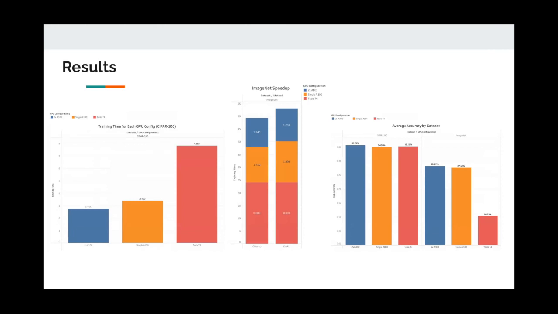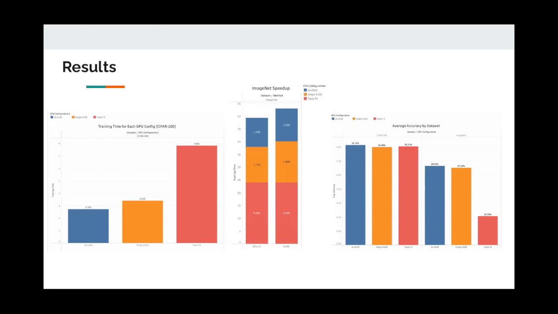As you can see on the left, we have 2 A100s. This is for CIFAR-100, and this is training time. Looking at the different GPU configurations, the 2 A100s were fastest in training, the single A100 was even faster than the Tesla T4, and the Tesla T4 was obviously the slowest. And then I have a speedup on the ImageNet data set. This is speedup over the previous configuration.